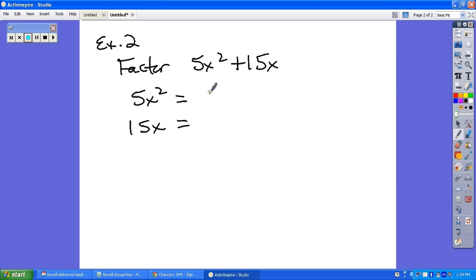And so when I break this up, I'm going to have 5 times x, and then here I'm going to have 5 times 3 times x. The reason I write it that way is so when I circle it's lined up. Not all the time, but a lot of times that does help. So now I'm going to circle what's in common. So I have the 5, and I have the x. So now when I go to write my answer, I have 5.